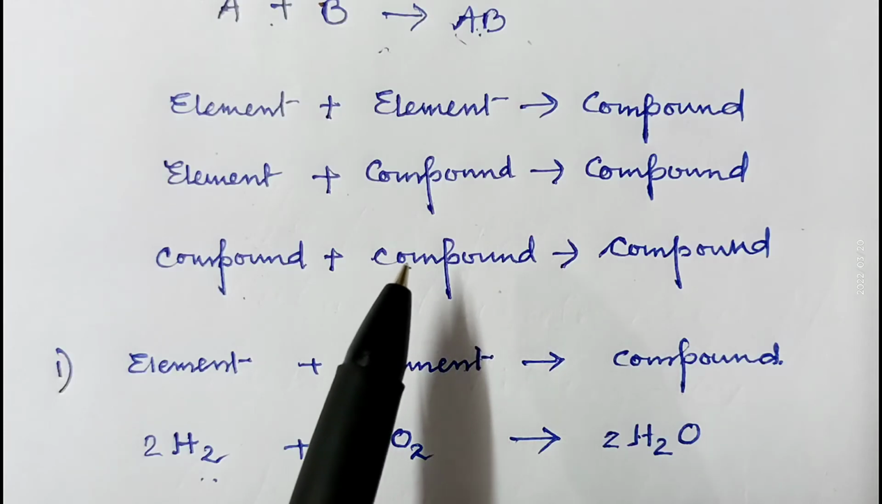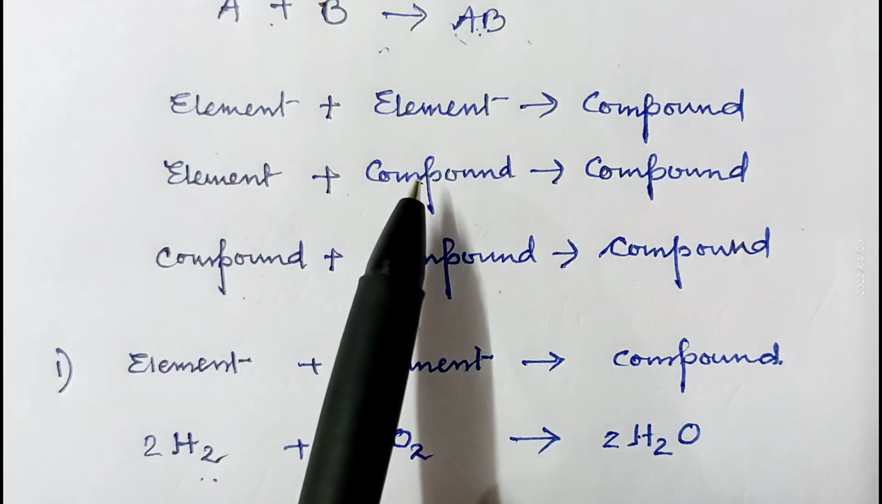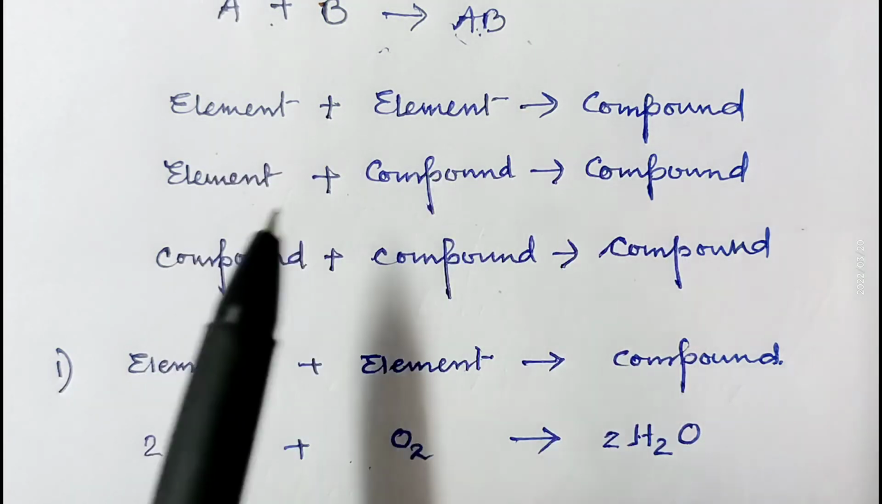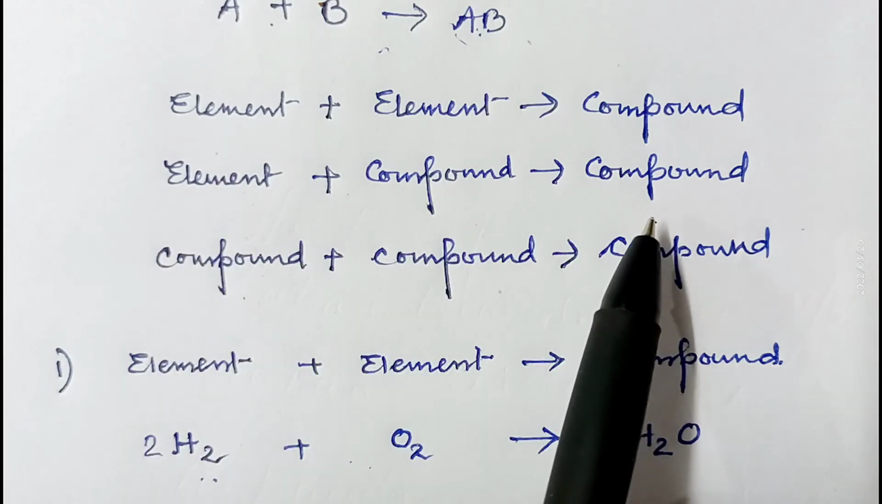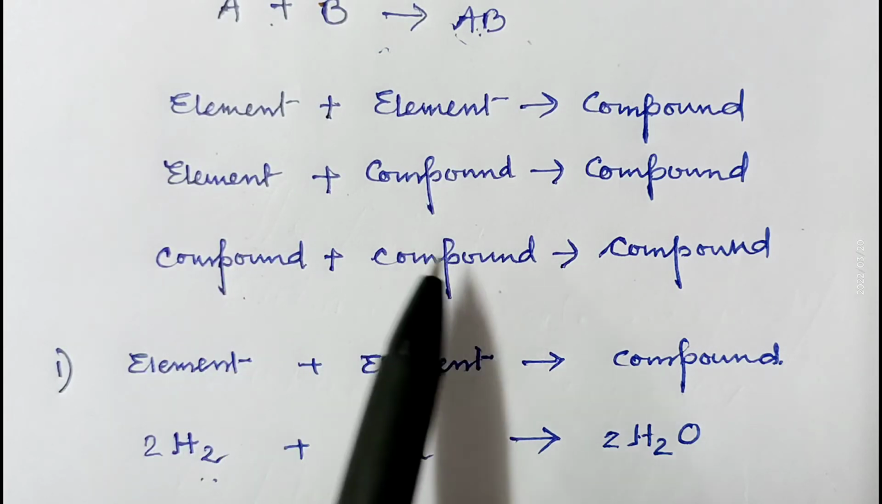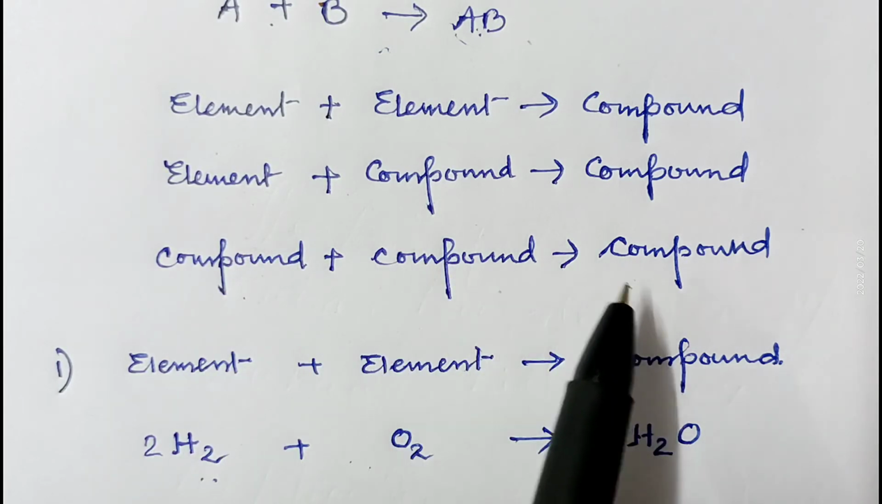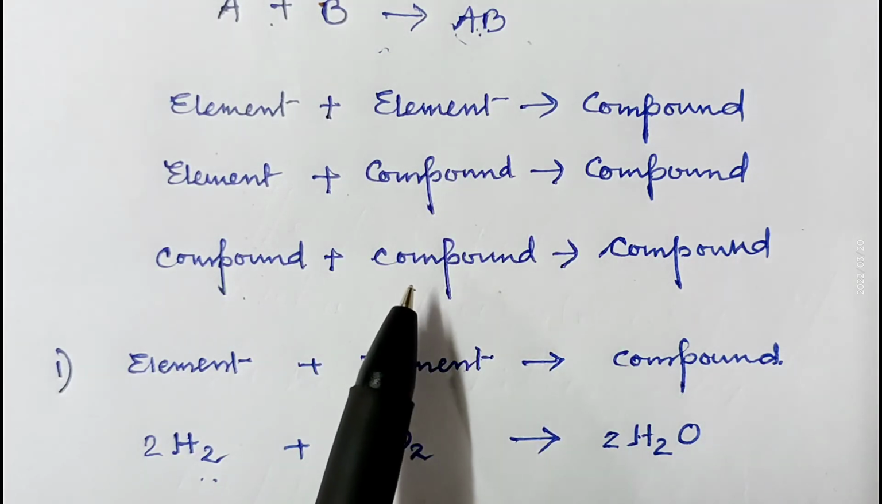So I have given you 3 different examples where in the first case one element reacted with another element to form one compound. In the second case one element reacted with one compound to give a new compound. In the third case one compound reacts with a second compound to give a new compound. So these are the 3 cases which we have to consider in case of combination reaction.